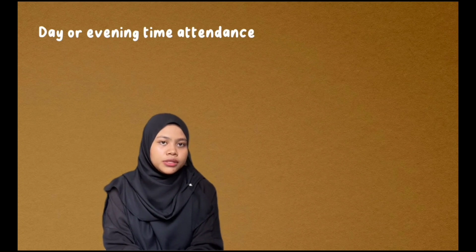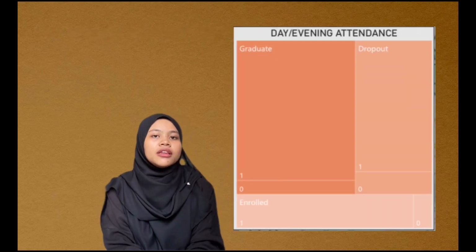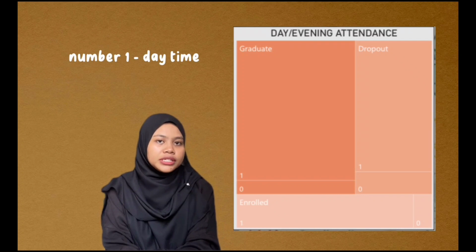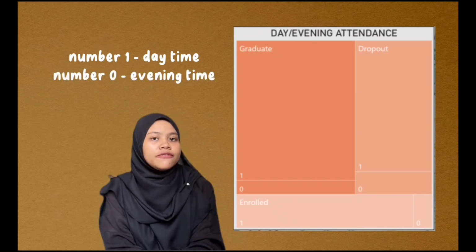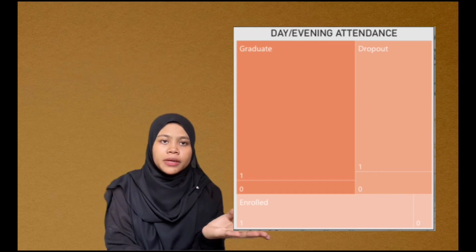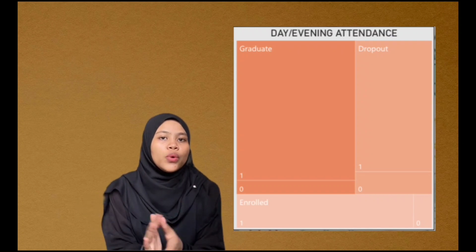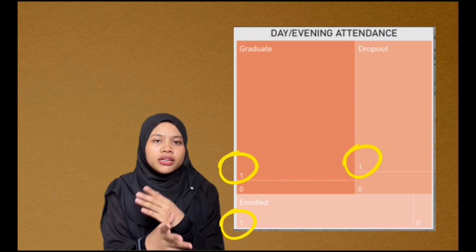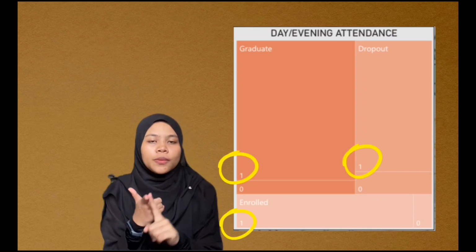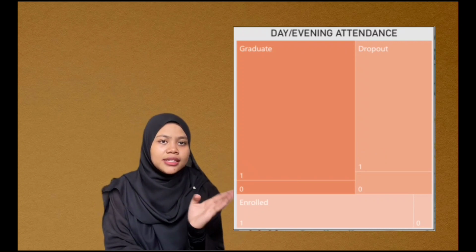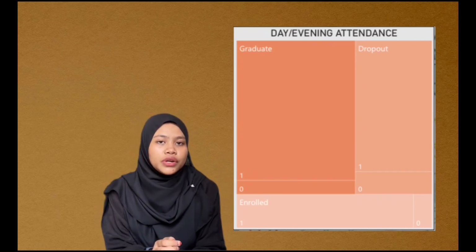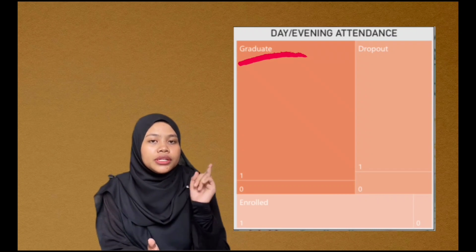The third factor is day or evening attendance by the student. As you can see on the tree map, the number 1 represents the attendance for daytime, while number 0 represents evening time. From the tree map, it is shown that most of the students went to class in the daytime for all the academic statuses, which is graduate, dropout, and enroll. But we can see that the highest is graduate students who went to class during daytime.